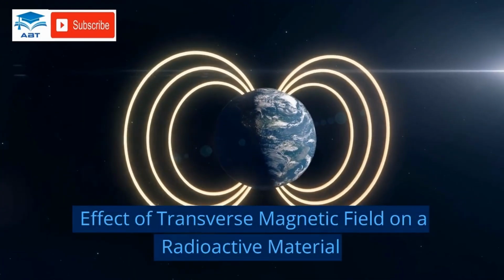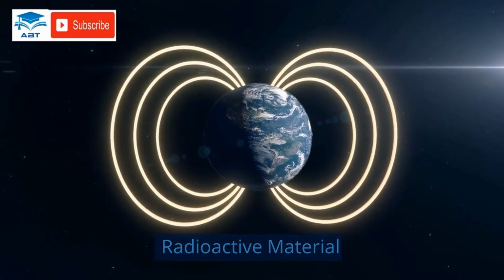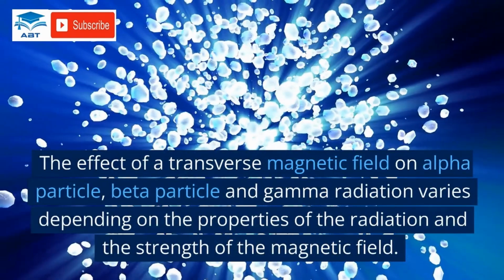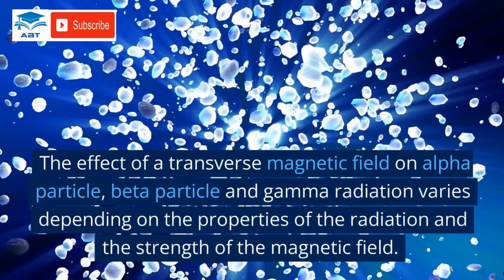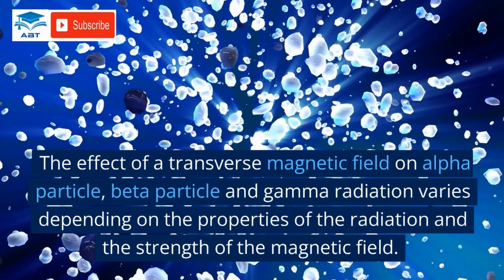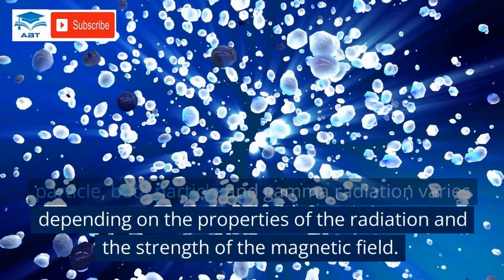Effect of transverse magnetic field on a radioactive material. The effect of a transverse magnetic field on alpha particle, beta particle and gamma radiation varies depending on the properties of the radiation and the strength of the magnetic field.